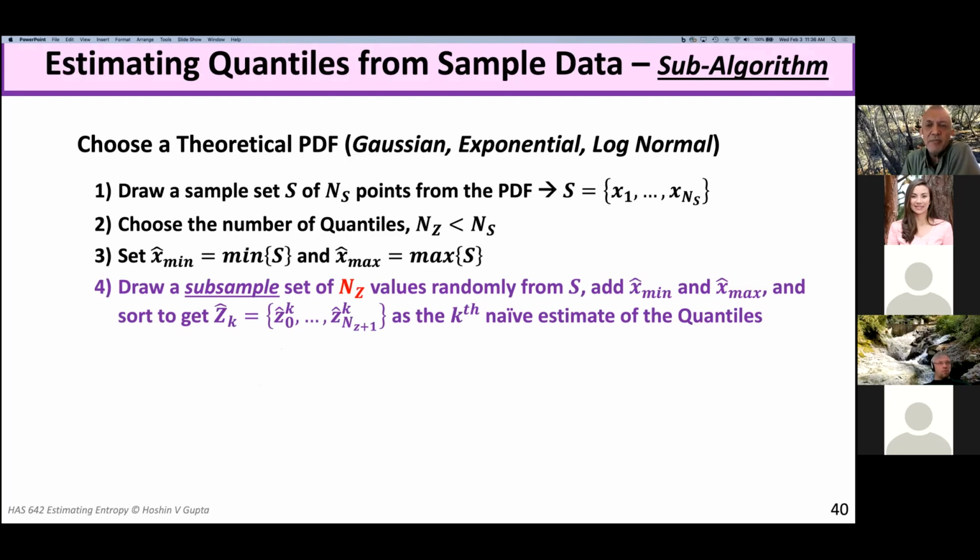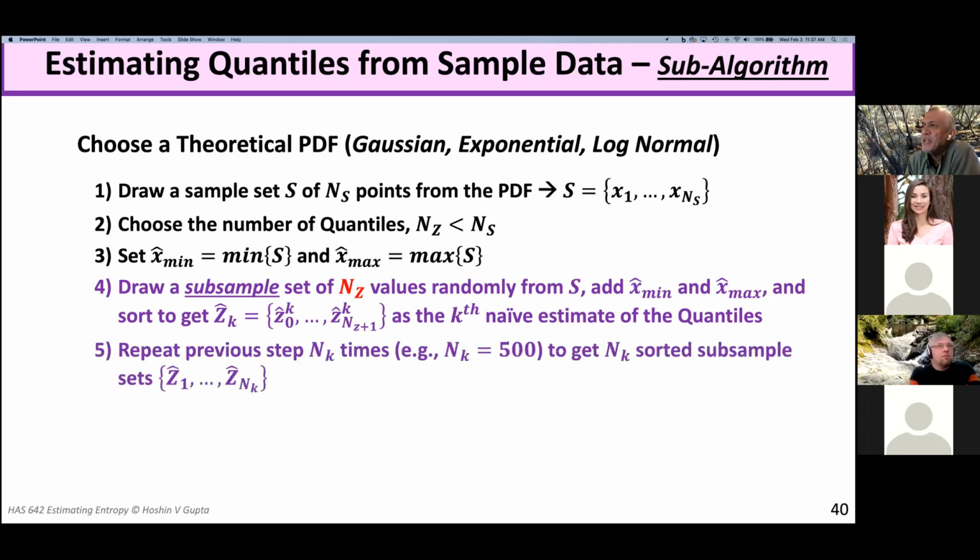So if I want to estimate 100 quantiles, I sample 100 points from my data set. I order them and allocate the first point to be Z1, the second point to be Z2, third point to be Z3, and so on. I basically just sort them. And that's my naive estimate of the quantile without really knowing what the quantile is. It's somewhere in that region.